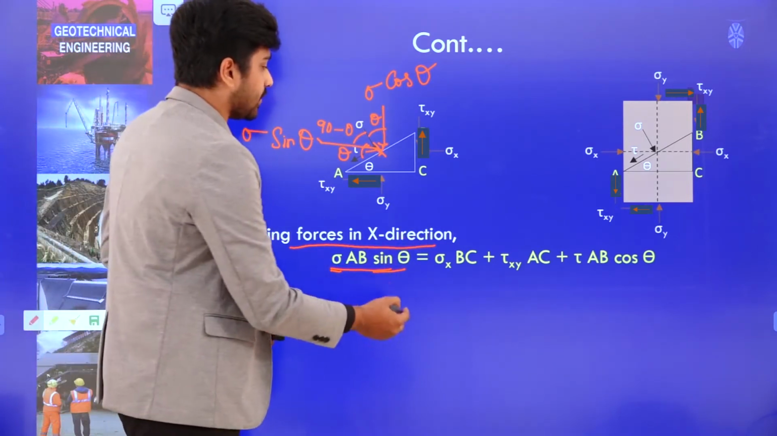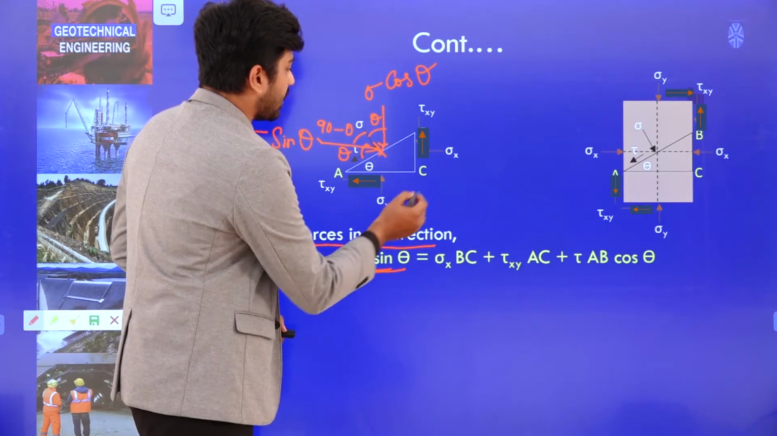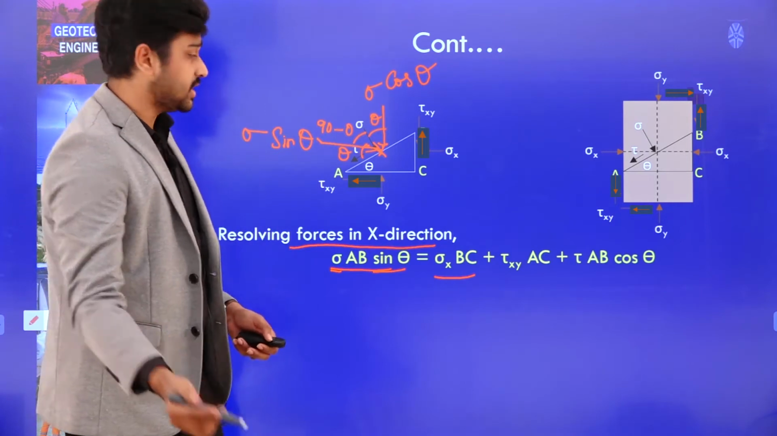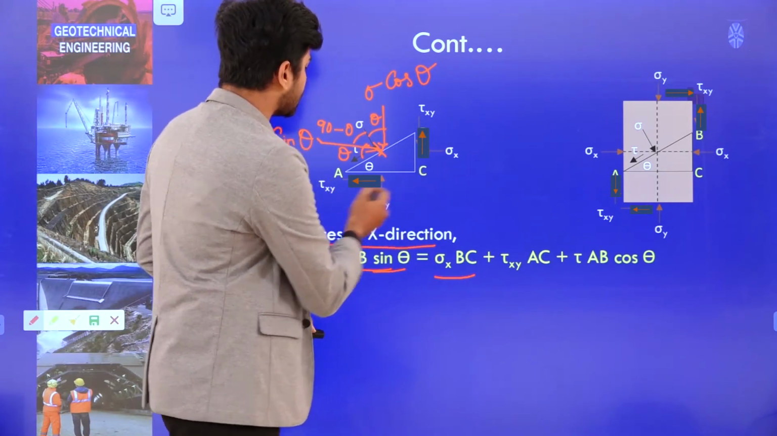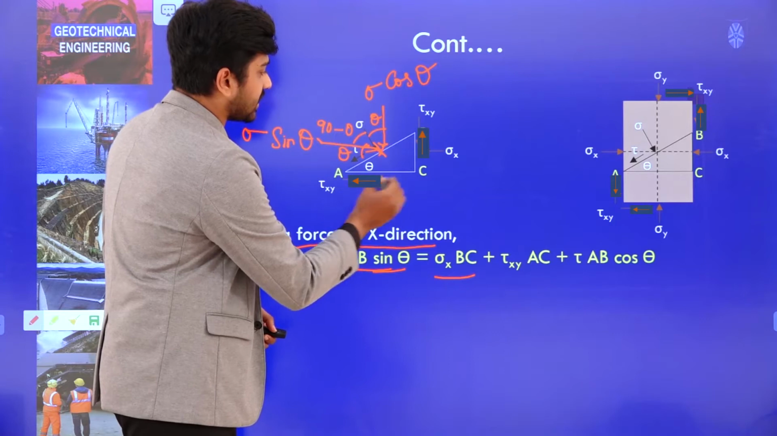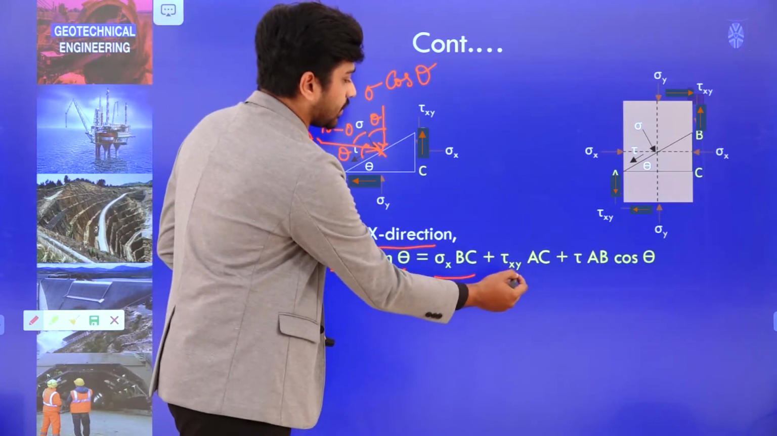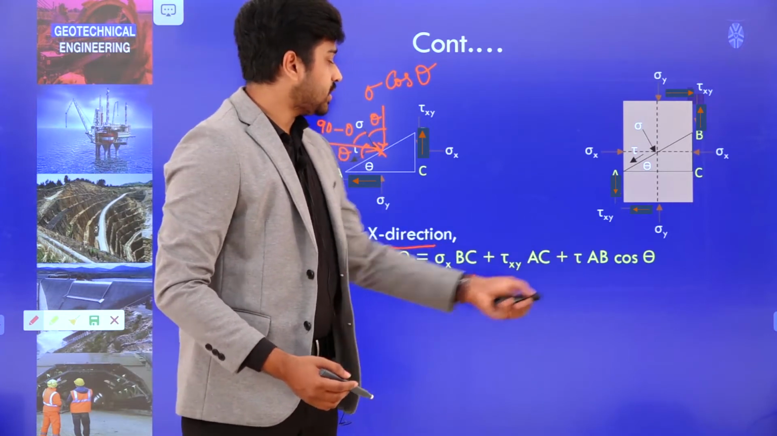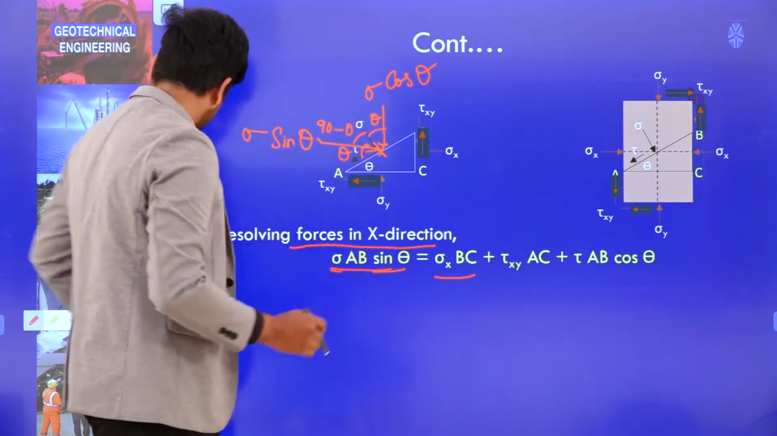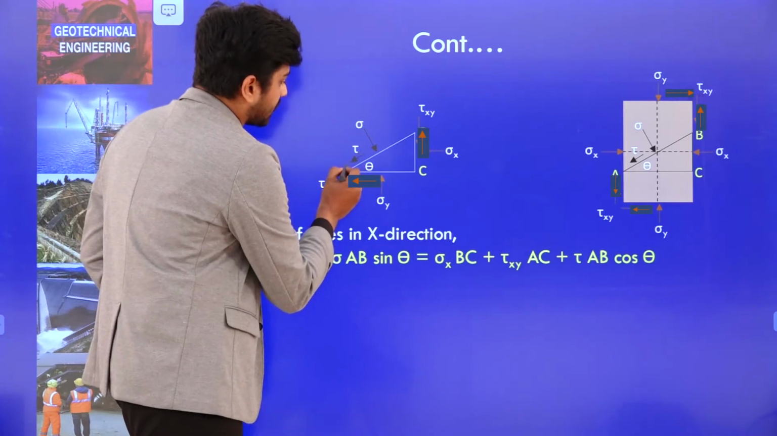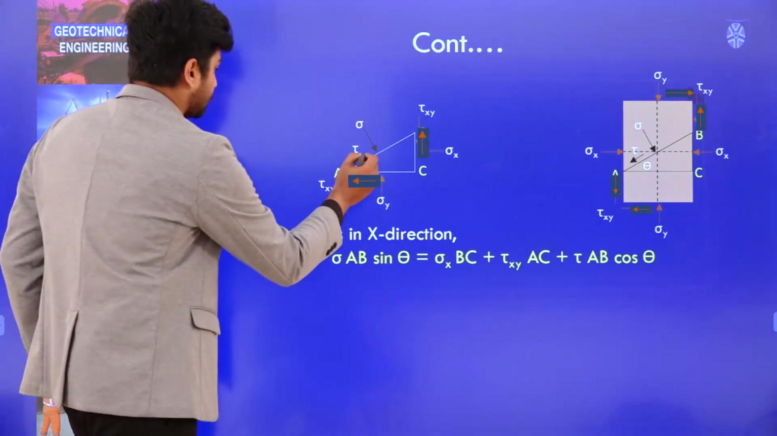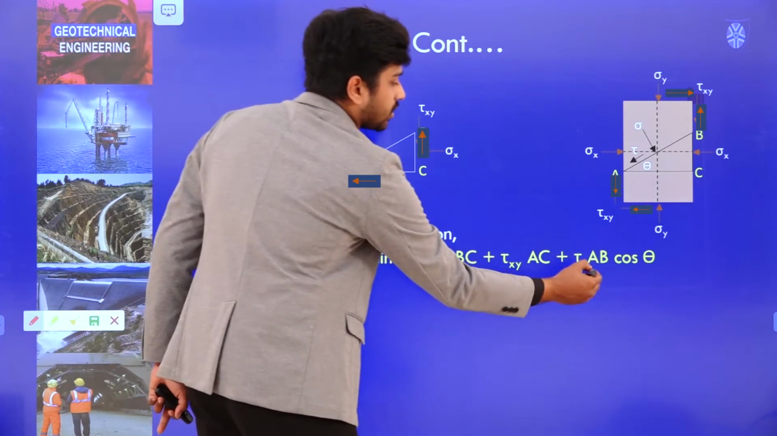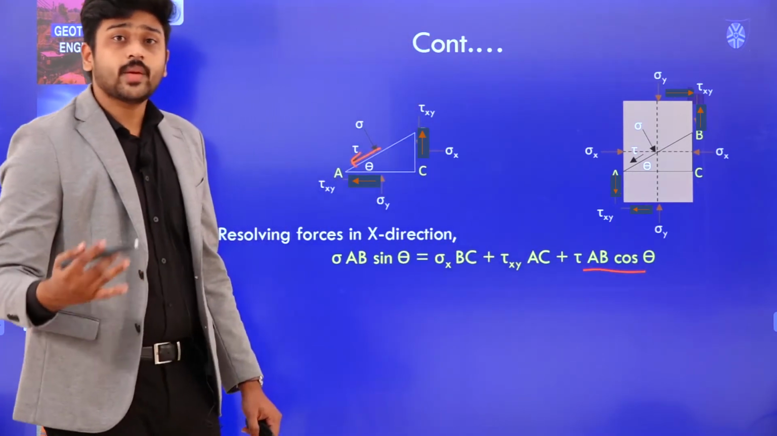In a similar way, apart from sigma, we have sigma x. Sigma x is acting on BC, so it is sigma x into BC, plus if you see the shear stress tau xy is acting in this direction. So again we can represent this as tau xy into AC. Similarly, if you resolve the tau that is acting in this manner, then this will be along the horizontal direction, tau AB cos theta.